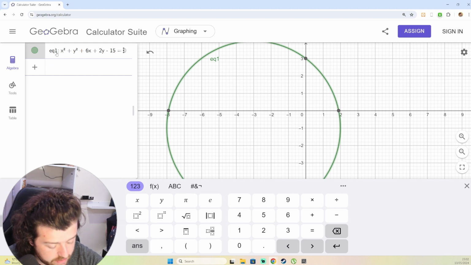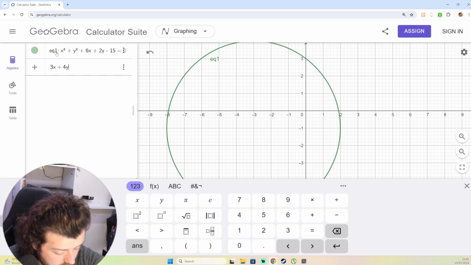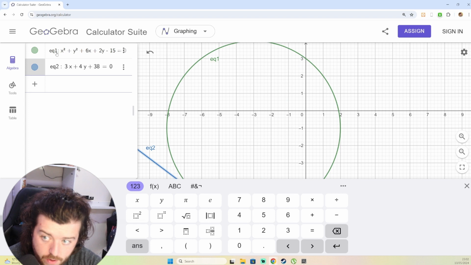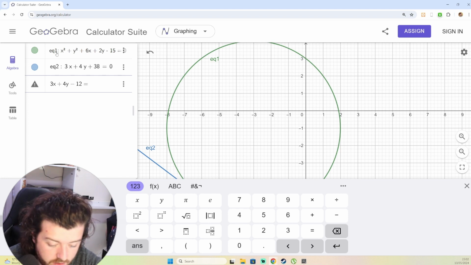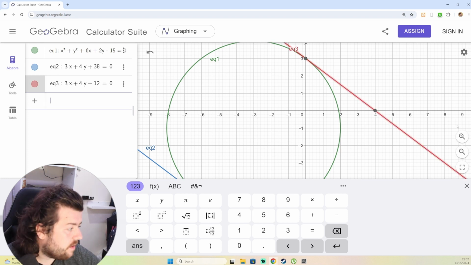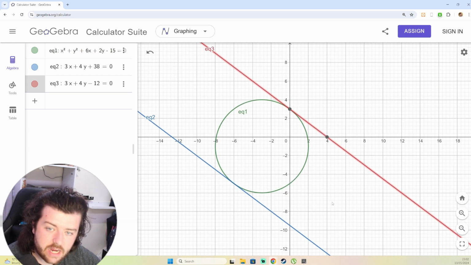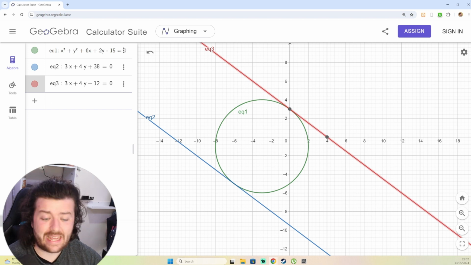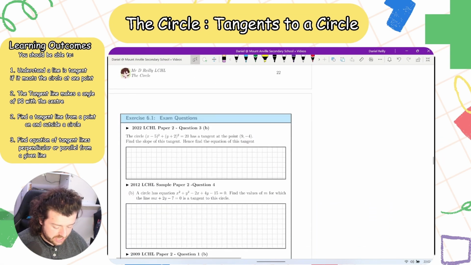Then the equation with two lines here are 3x + 4y + 38 = 0. Boom. And the second equation is 3x + 4y - 12 = 0. Boom. And if you look here, that is exactly what I did here. There are my two parallel lines, and it worked out swimmingly for us. Right, let's look at some exam questions now.